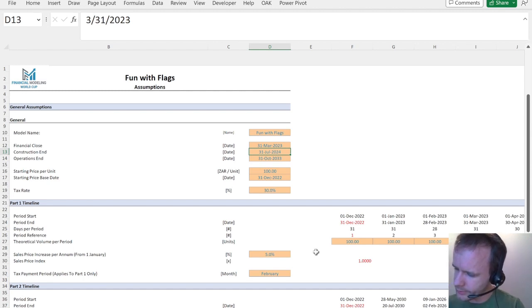Ignore all costs during the construction period. Okay. Units are only sold during operations based on a fixed theoretical volume per model period. If a theoretical volume is provided outside of the operations period, it should be excluded. Okay, that's a little weird, but fine. Selling price per unit is quoted in 2022 terms. Prices escalate annually on the 1st of January.